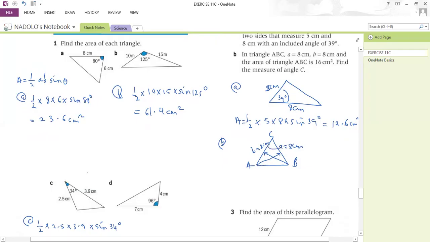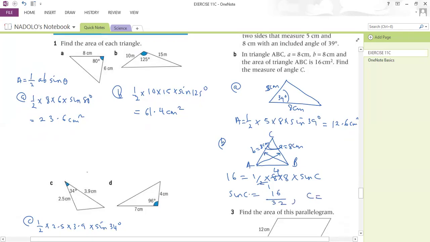So angle C here. Remember, angle C is the angle between those two given sides. So you can comfortably use the formula and say area is equal to half multiplied by a times b times sine C. Okay, so we are going to simplify this by 2, 1 by 2, 4, such that we'll have our sine C being equal to 16 divided by 4 times 8, which is 32.